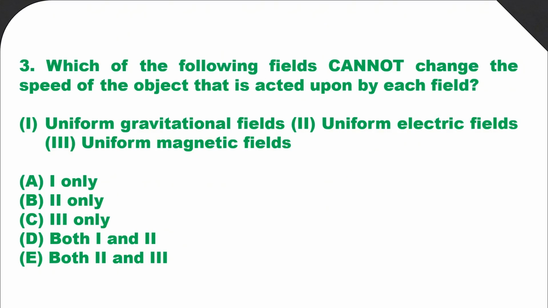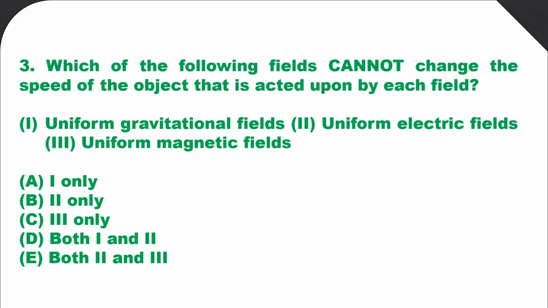Question number 3. Which of the following fields cannot change the speed of the object that is acted upon by each field? Uniform magnetic fields, uniform electric fields, uniform gravitational fields. So which of these fields is the correct answer? The keywords here are fields, cannot change the speed.